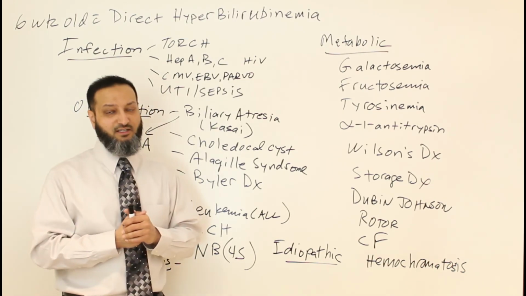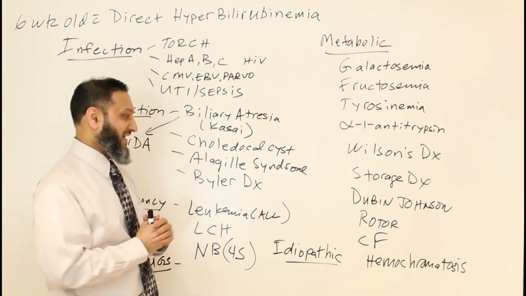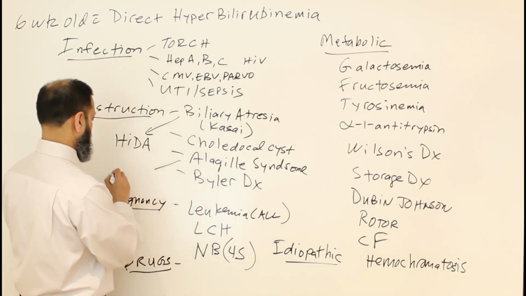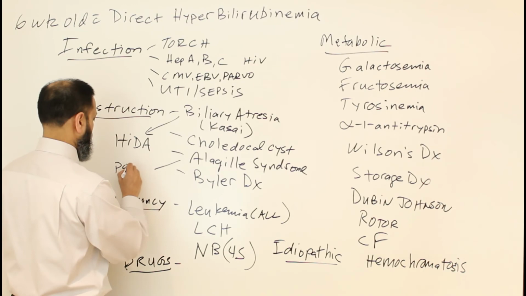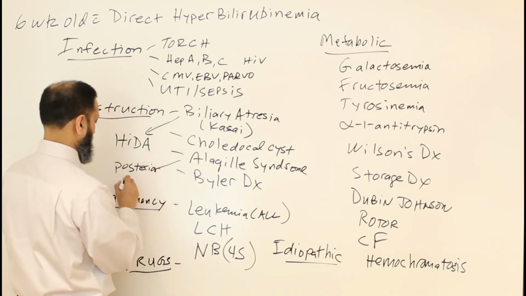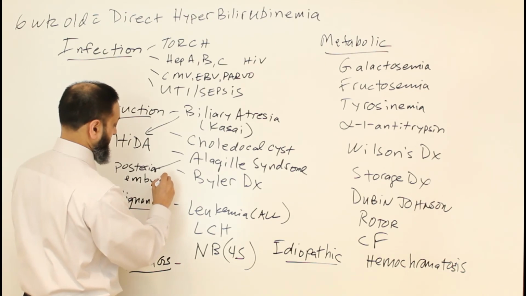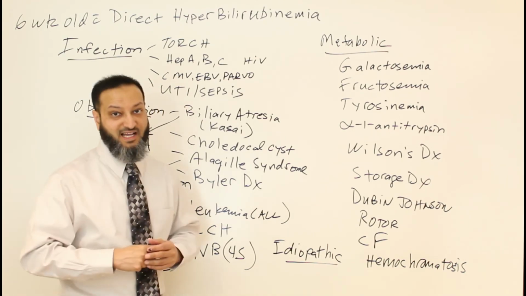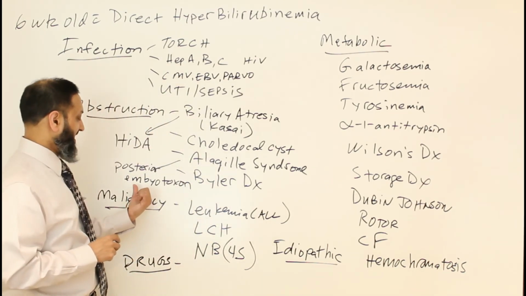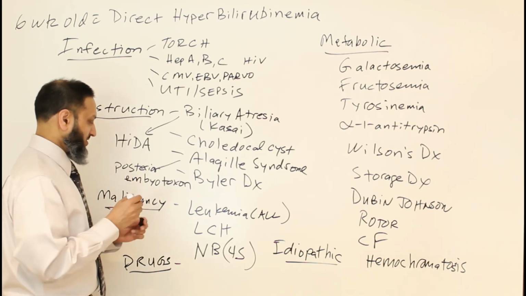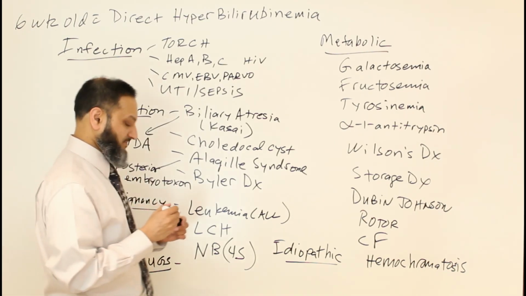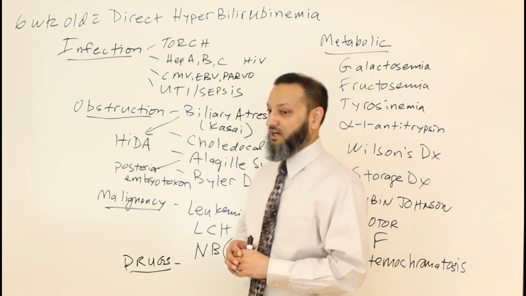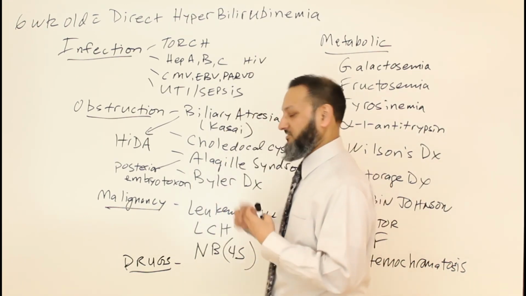And then there's an eye finding that the boards love to ask about when they ask about Alagille syndrome and its components. The eye finding is called posterior embryotoxon. That is the eye finding of Alagille syndrome that an ophthalmologist makes on slit lamp exam. And then the other component, the fifth component, is basically dysmorphic facies.